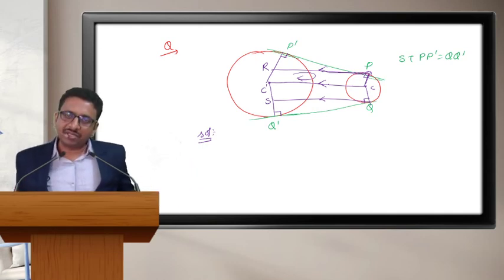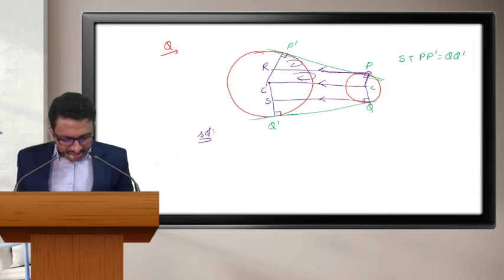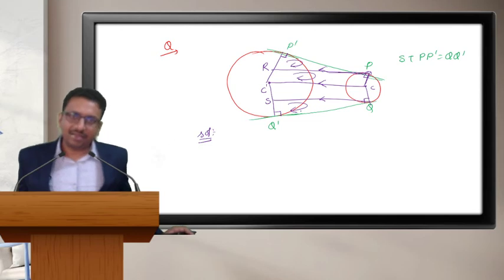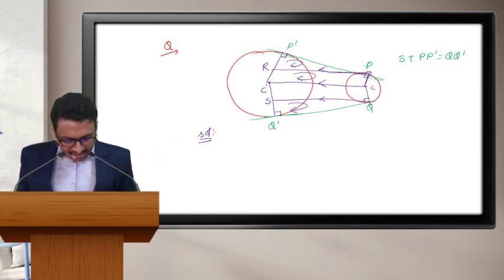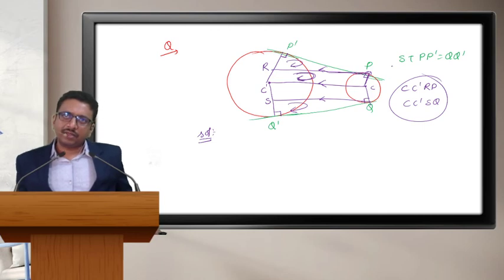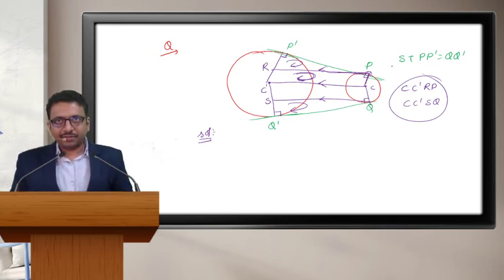So what happens when you do this? You get some triangles here, yes or no? Yes, sir. In these two triangles, what can you say? First, this is a parallelogram. C dash RP, C dash SQ. Are these two parallelograms?